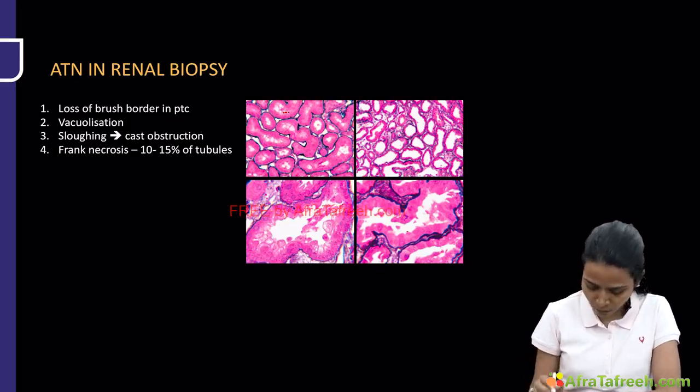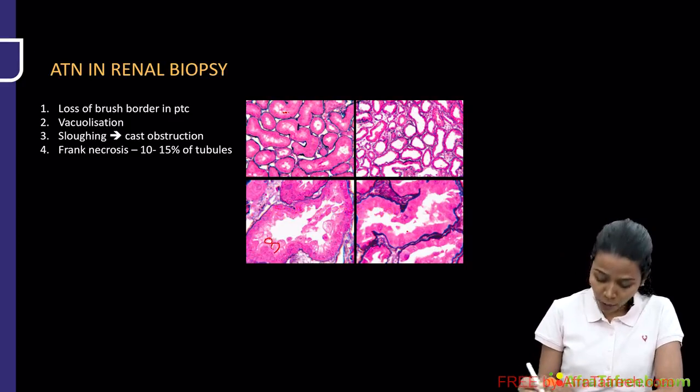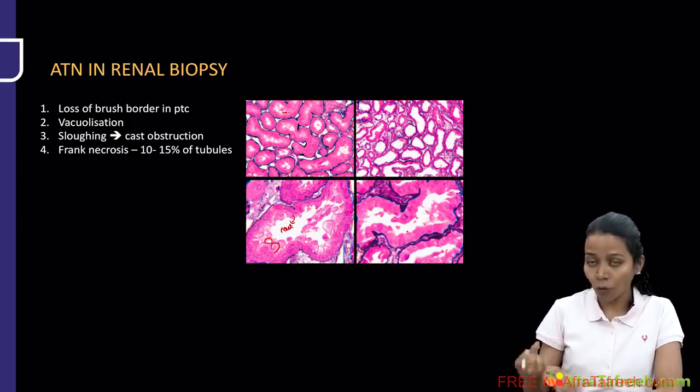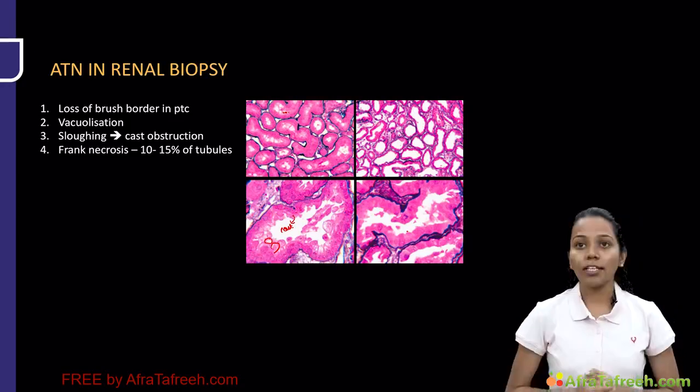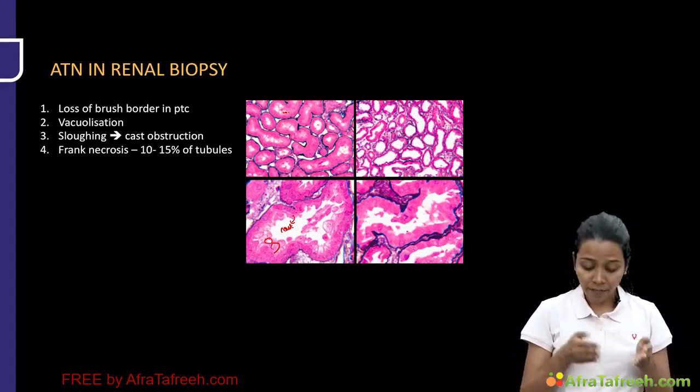Okay, so there will be loss of brush border. And here you can see the vacuolization. This is seen because of any acute tubular necrosis cause. And also these tubular epithelial cells are going to slough, and they're going to form a cast which is going to obstruct the tubule. Okay, necrosis per se is seen only in 10 to 15% of tubules.